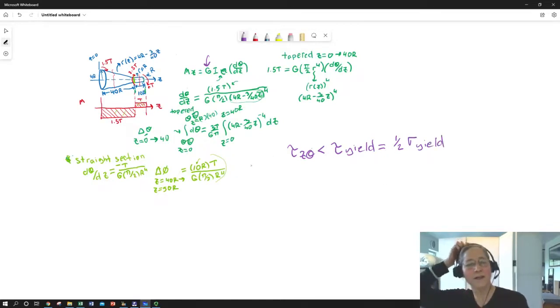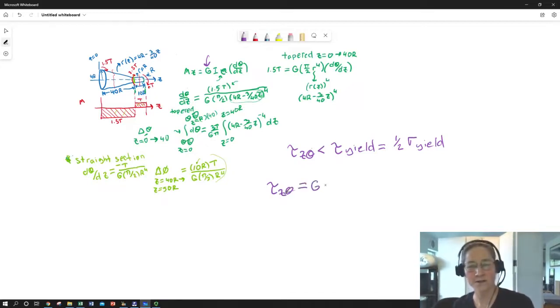Okay, so what we need is to use the expressions we have, including our z-dependent moment of inertia, and get ourselves an expression for tau. And we'll just take a look at how it changes with position down the shaft for this particular applied set of torques. So we know that for a torsional shaft we can express tau z theta as shear modulus times the radius anywhere times that twist rate. Okay, so we already have a twist rate for each of these sections.